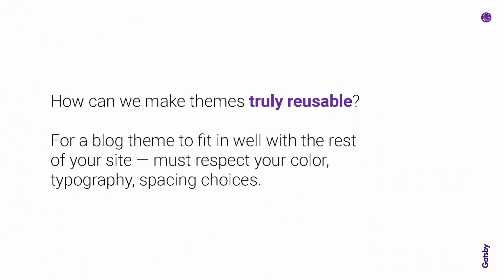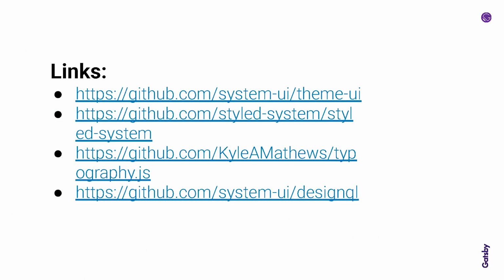But the main upside that I want to talk about right now is the question of how do we make themes truly reusable? If you drop a blog into your site, you want that blog to match your color, typography, and spacing choices. It should just look like it fits, because if it doesn't, then it's going to be an awkward mishmash of incompatible styles. And so design systems, all these different technologies, are what's going to enable our Gatsby themes to be truly reusable and composable. Yeah, so here's some links you can check out.